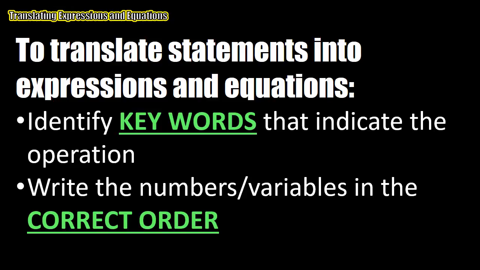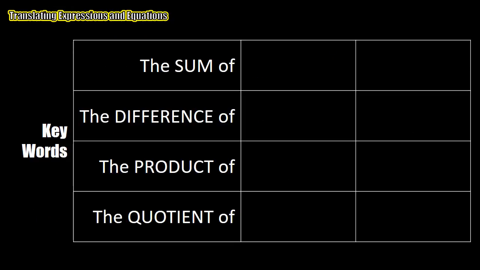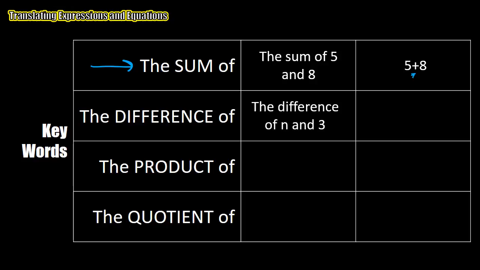Way back in elementary school, you might have used stars or smiley faces for the variable. Now that we've upgraded to middle school and we're getting ever so close to algebra, you're going to start using letters for the variables. In these keywords, if we say the sum of 5 and 8, we know we're talking about addition, so I'm going to put 5 and 8 with an addition sign. For the difference of n and 3, we can write that as n minus 3.